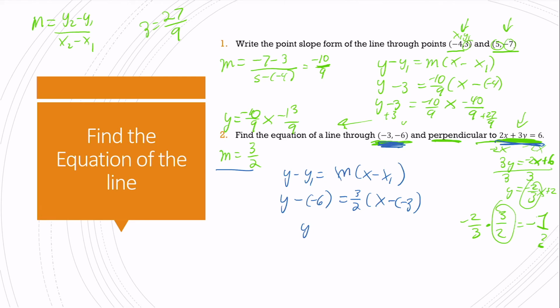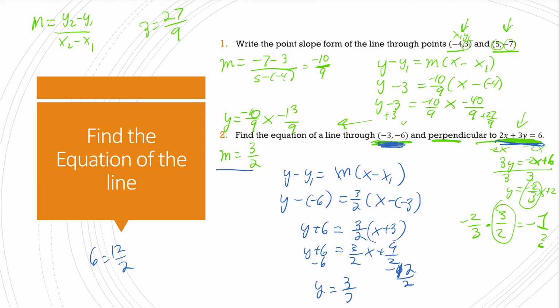Y plus 6 equals 3/2 times x plus 3. I have to distribute. Y plus 6 equals 3/2 x plus 9/2. Cool. If I go ahead and subtract 6 from both sides, 6 is 12/2. So I'm going to subtract 12/2. That means I have y equals 3/2 x minus 3/2.